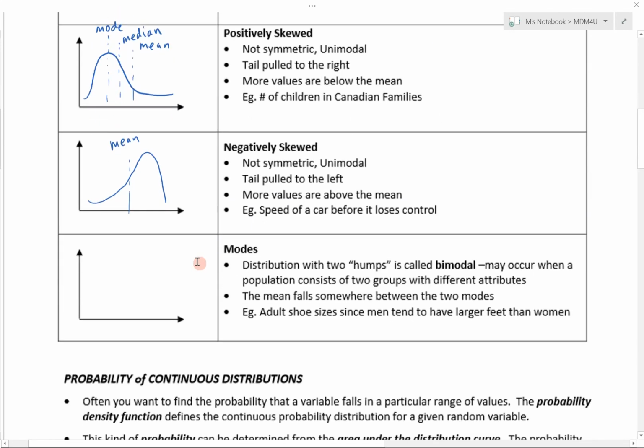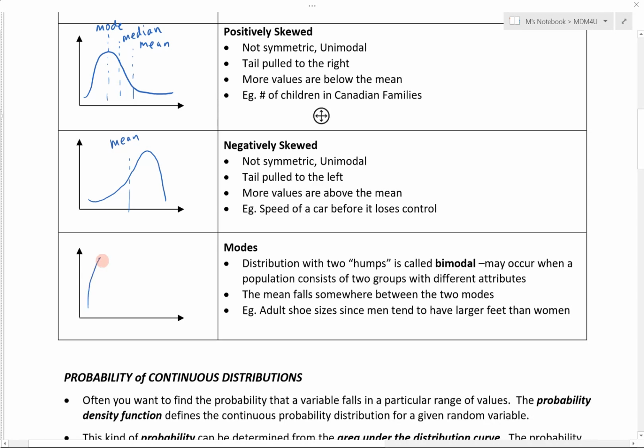We can also have bimodal graphs, which look something like this. Let me draw that nicely. Here's an example of a bimodal graph, because we have two humps. There's a hump here and a hump here. Something like this could occur when you have two groups with different attributes. An example would be adults' shoe sizes. One hump could be men and the other women, and generally speaking, men have larger feet than women. So that could be modeled by a bimodal distribution.